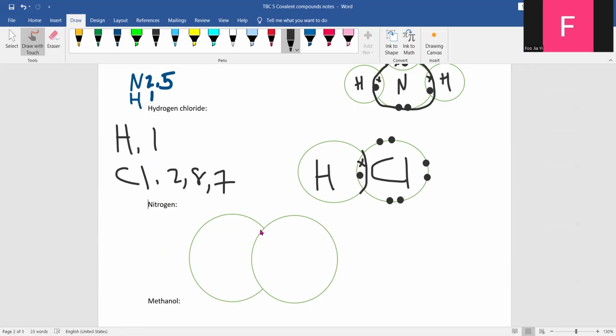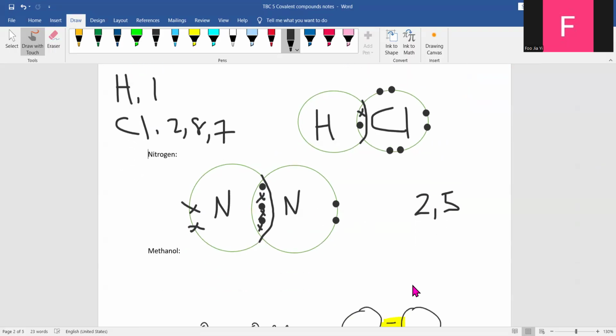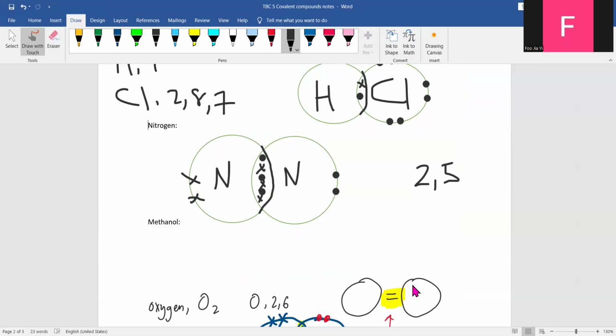Okay, nitrogen is 2, 5. So it has to have 3 bonds. In order to have 3 bonds, it will be like this. 1, 2, 3, 4, 5 belongs to this nitrogen. And then 1, 2, 3, 4, 5 belongs to this nitrogen. So this is called a triple bond.